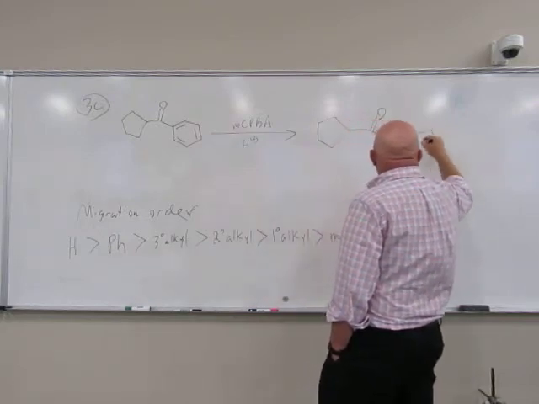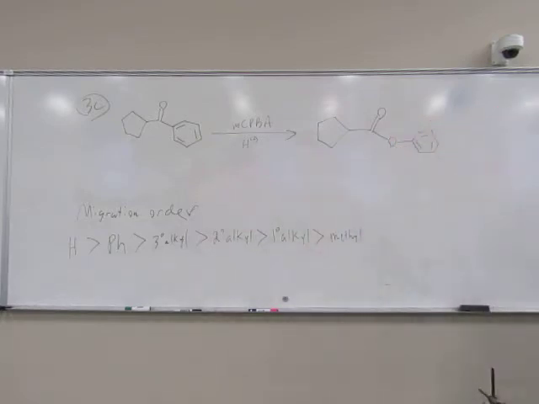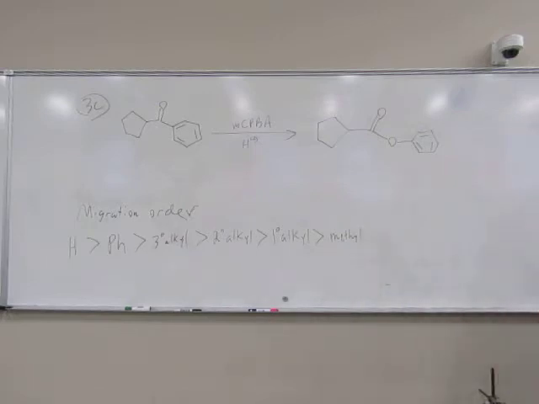That's the side that winds up with the oxygen. The phenyl migrates to the oxygen, and that's the ester you wind up with. So you need to know that migration order. Questions? Yes? If the cyclophenol had a methyl on it, would it go to the more substituted side?